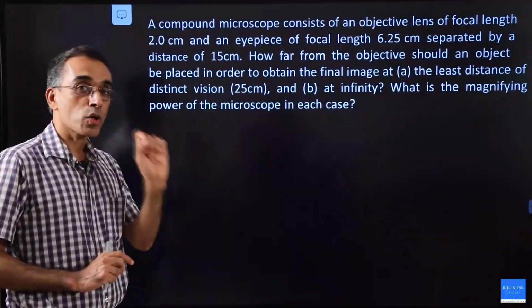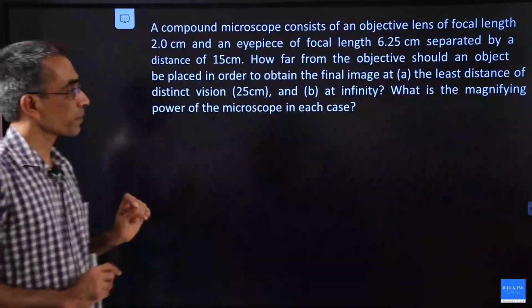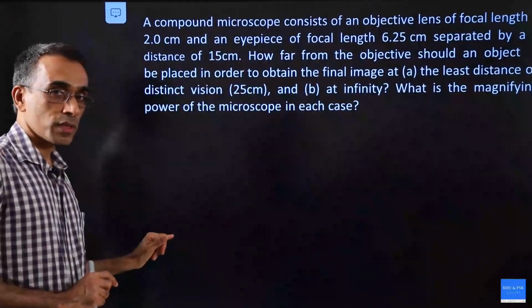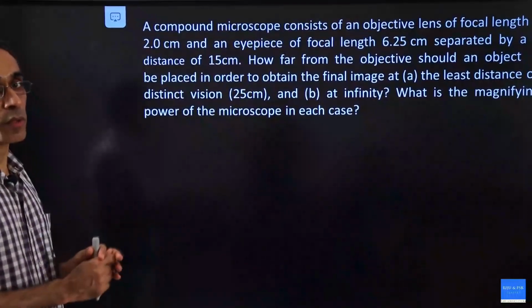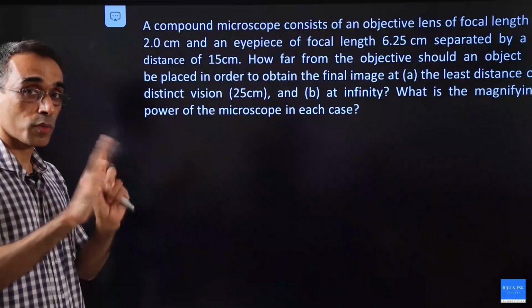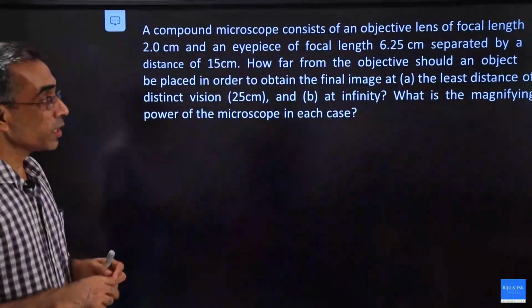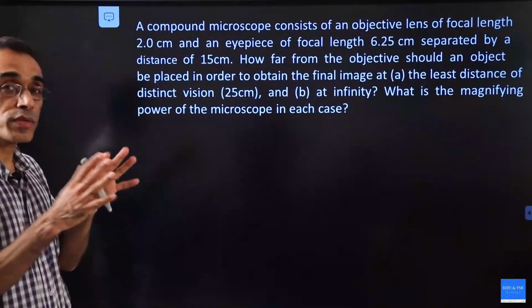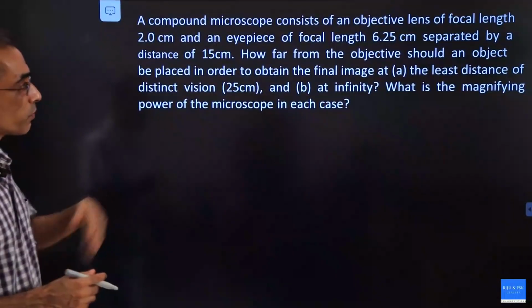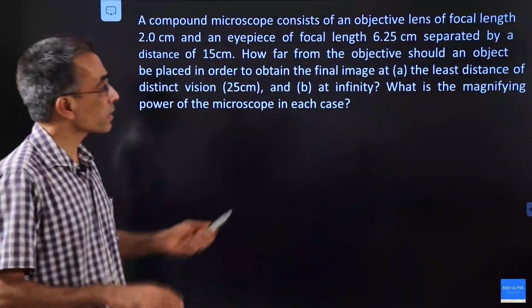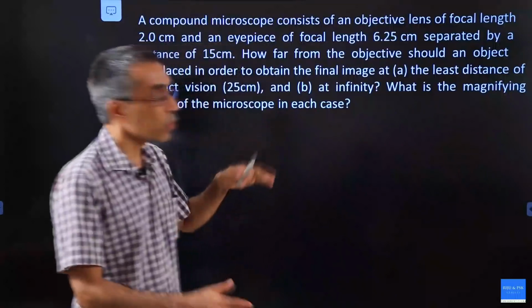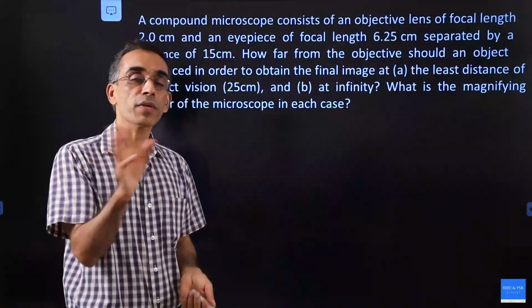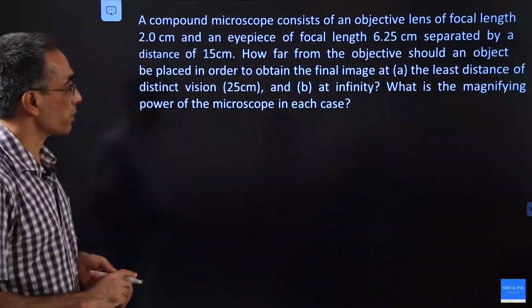This is about a compound microscope. Before you attempt this one, go through the ray diagram of a compound microscope, because it's important for your board examination. And second, be thorough with the concepts. In a compound microscope, the final image can be at least distance of distinct vision or at infinity. So these two give you different magnifying powers.